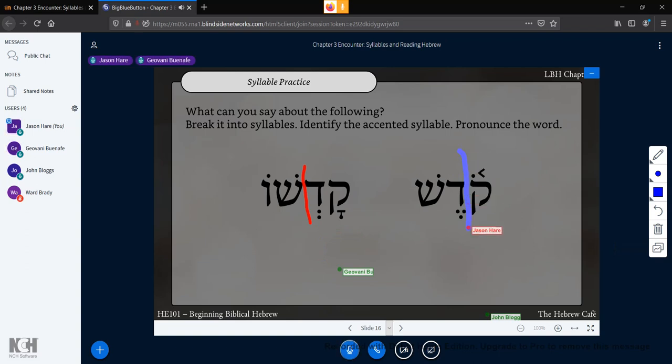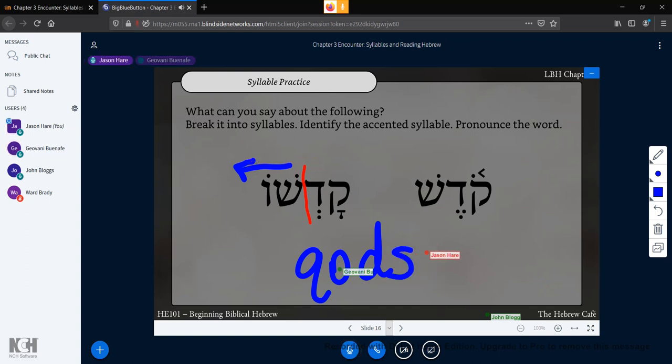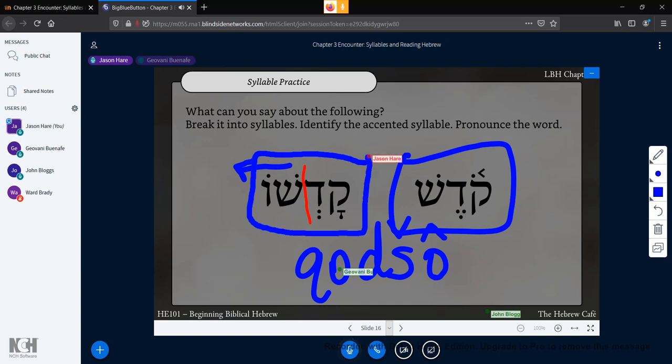So basically what happened here, we had an open syllable, kodesh, where this dalet and kuf came together and closed a syllable. And now it's kod. This is a closed syllable. And then we have the next syllable, which is open and long. Kod sho. Kod sho means His holiness. So kodesh, holiness. Kod sho, His holiness.